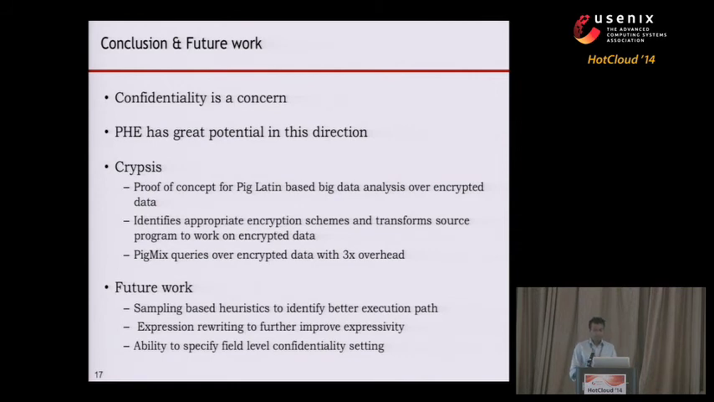We're also looking at sampling-based heuristics to identify better execution paths. So you have the data flow graph: can we push operators up and down? And we are looking at some heuristics to do that.